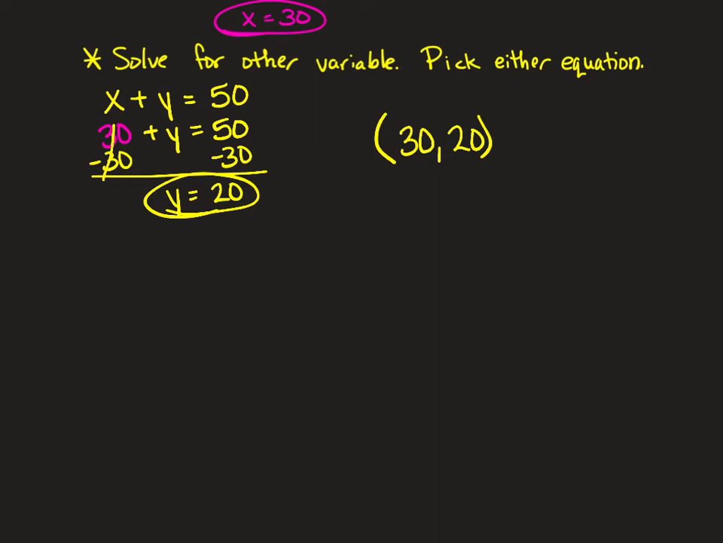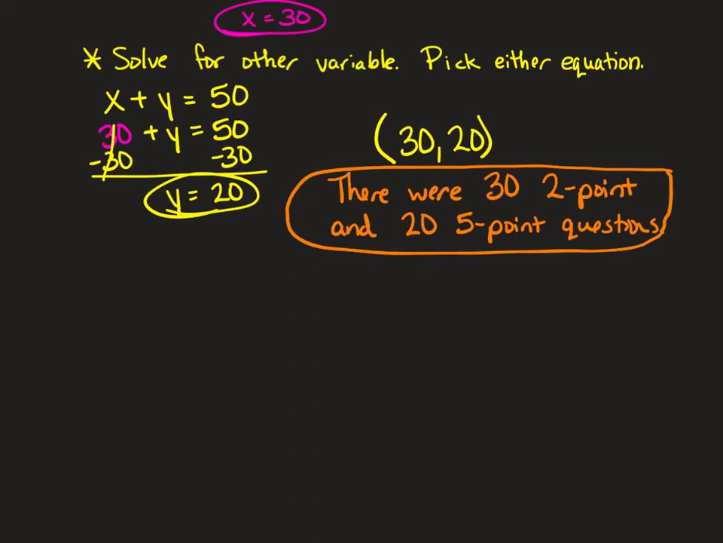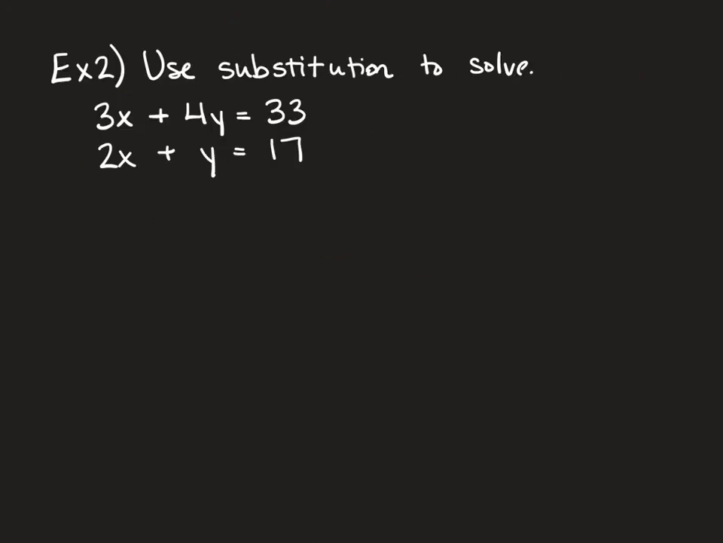However, it's a word problem, and it asks you how many of each type of question were on the exam. So I'm just going to answer that. There were 30 of the X, which is 2-point questions. So 30 2-point, and 20 of the Y, which were 5-point questions. And I've answered the word problem, and we're finished with this problem. We're going to work a second example.